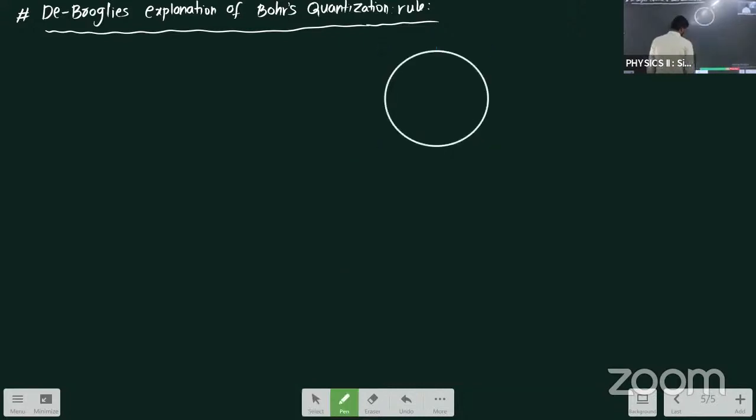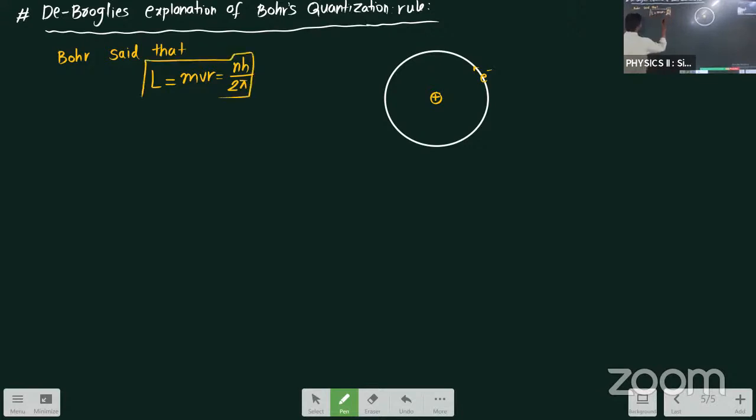He said that this is the nucleus. Around the nucleus, an electron is revolving. And Bohr said that the angular momentum of the revolving electron, that is L equals mvr, is equal to nh by 2 pi. That is, the angular momentum of the revolving electron is quantized. This was the statement given by Bohr. The angular momentum of the revolving electron is an integral multiple of h by 2 pi. When he was asked to explain this, he was unable to give the explanation, but its explanation was given by de Broglie.